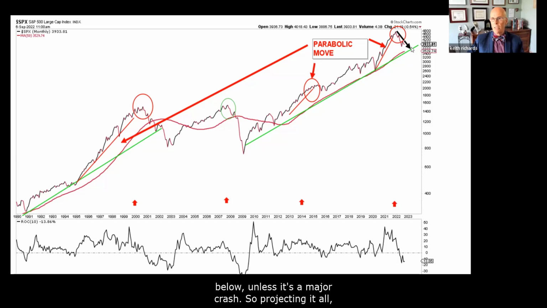So projecting it all, I'm going to suggest that your maximum downside is probably somewhere around that 3,500 level, but I'm not predicting that because it could just end up going sideways for a while. Read my blog as of yesterday, and you'll see that I thought we may be moving into a sideways period.